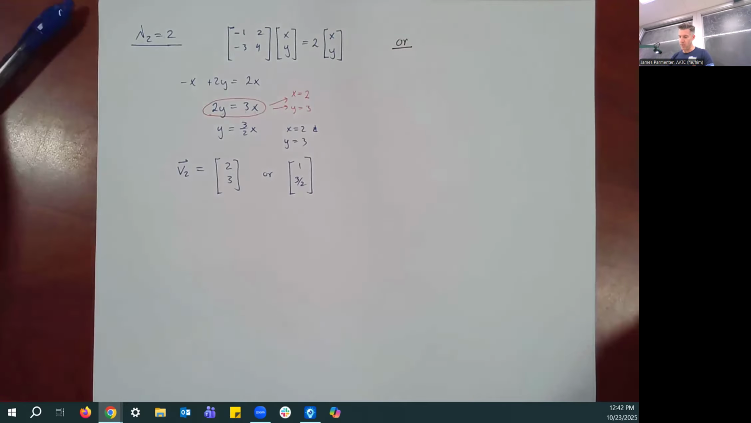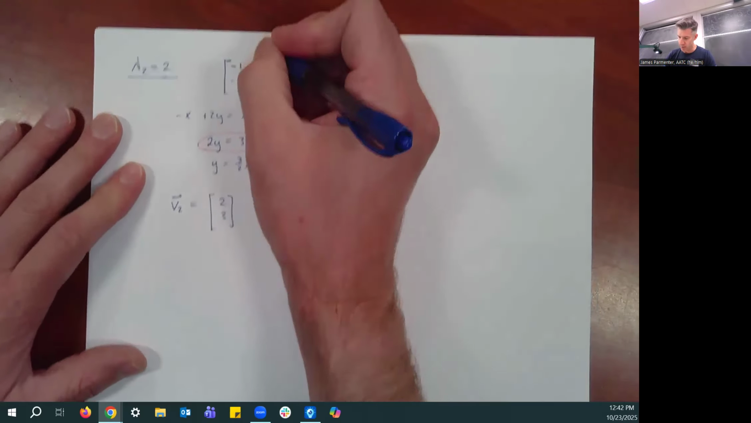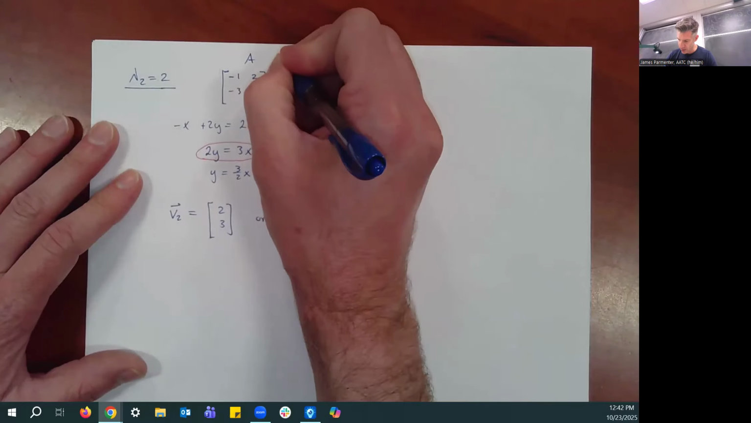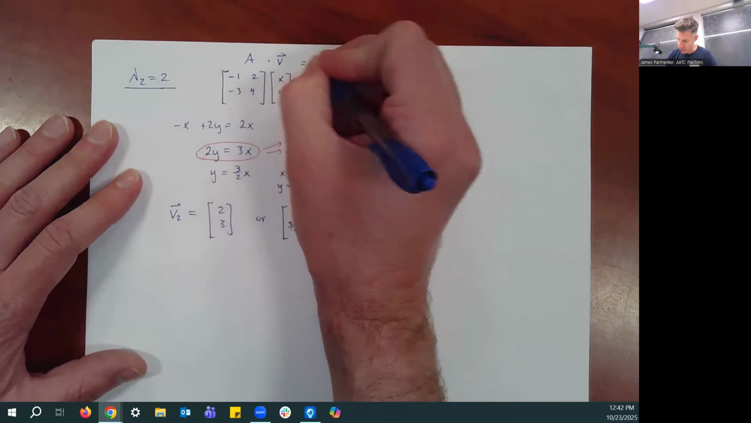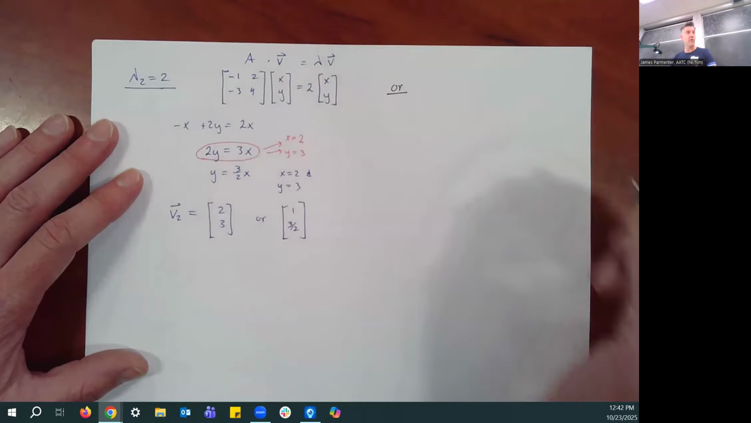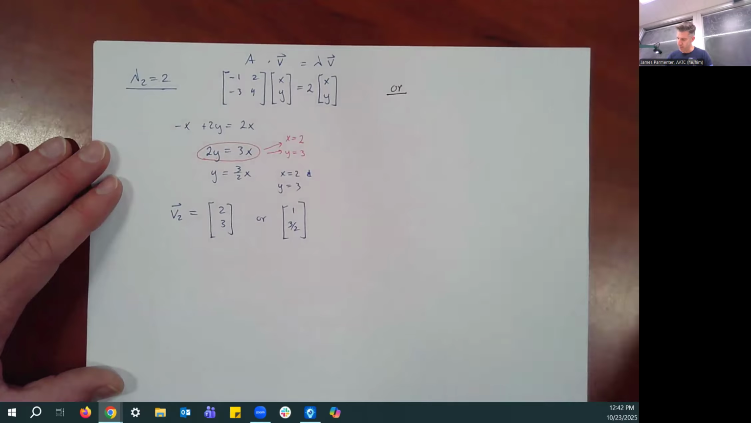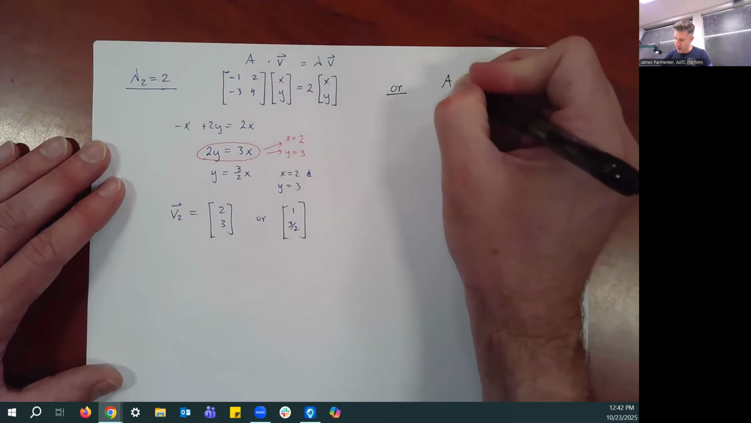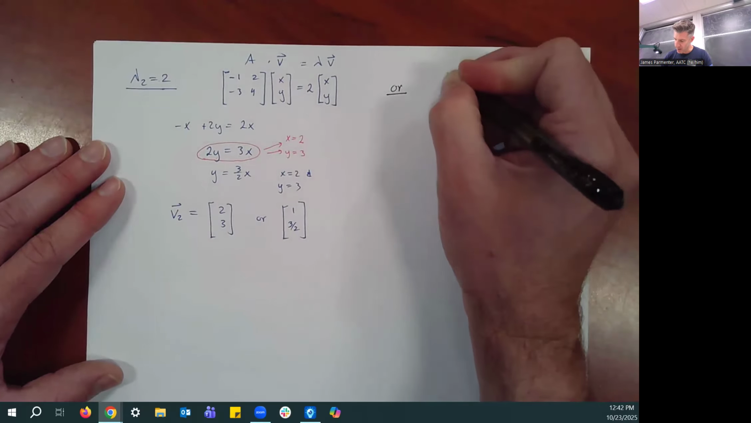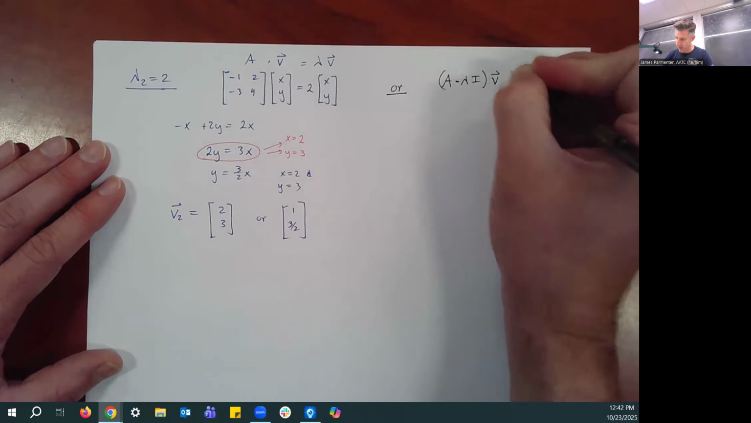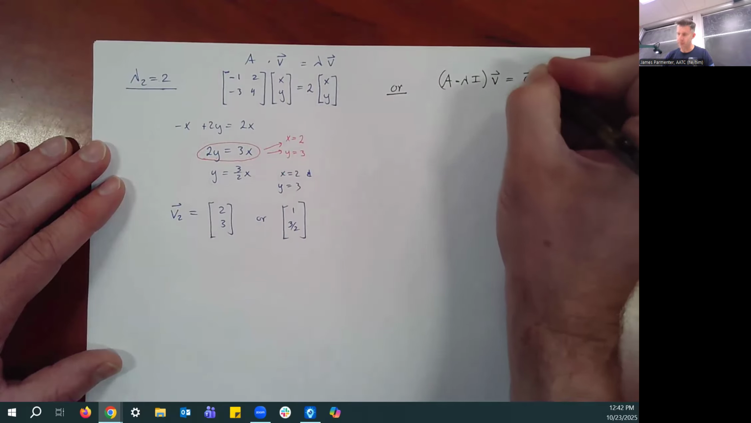So again, this was trying to solve the equation A times your unknown eigenvector equal to lambda times your unknown eigenvector. But you could also try to solve it by solving A minus lambda I times your unknown eigenvector equal to the zero vector.